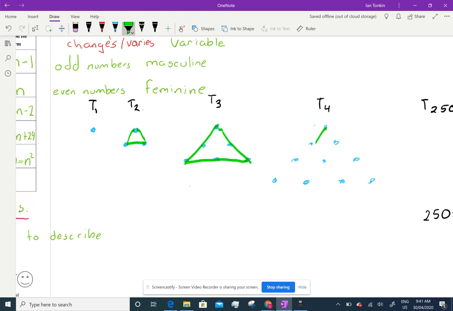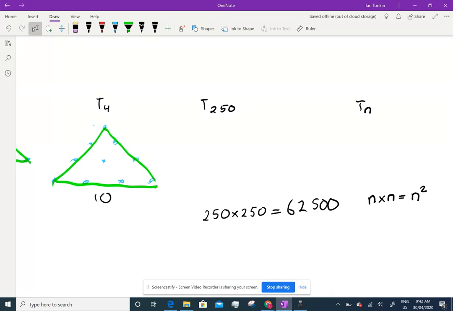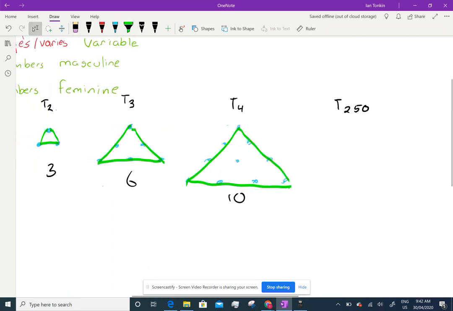Now, if you knew how to find the area of triangles, that might help. But in the end, it's still a bit hard. This number is quite hard. 1, 3, 6, 10. What did we do over here? We multiplied the two numbers together. Well, let's see what happens when I multiply the two numbers together. 4 times 4 gives me 16. That's too many.